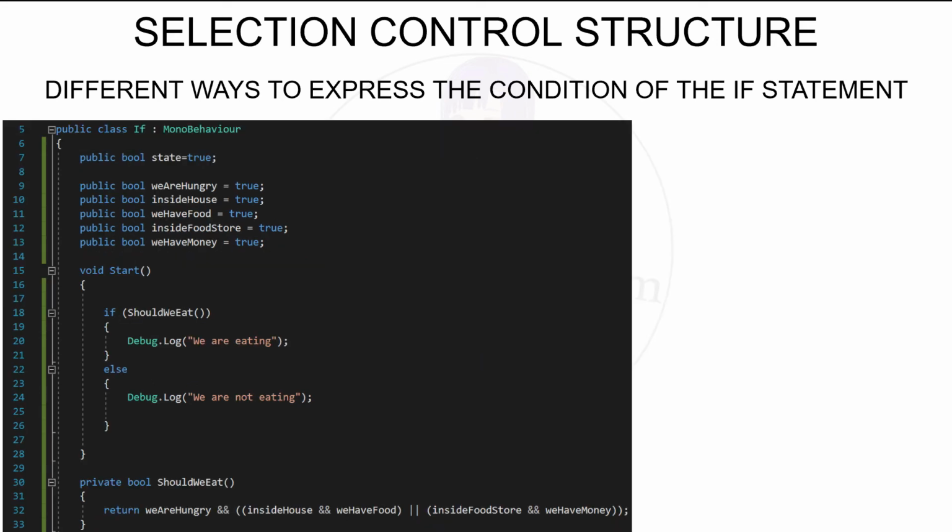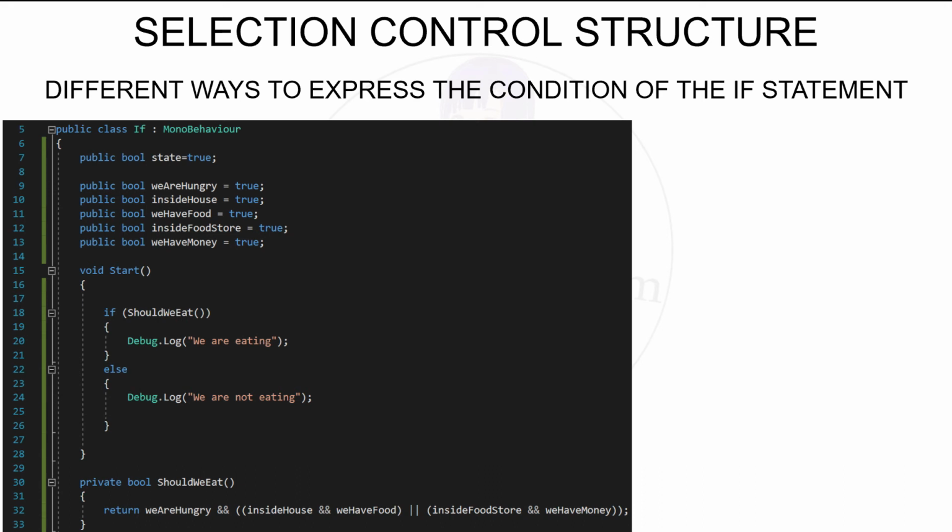Another interesting way to define a condition for an if statement is to use a method that returns a Boolean value. For example, here the should we eat method will check whether we should eat and will return true or false. In this case, I make it return the result of the evaluation of the same logical expression that we had analyzed before. Then, the execution of should we eat will give us a true or false result, and consequently, we can use it as a condition for the if statement.